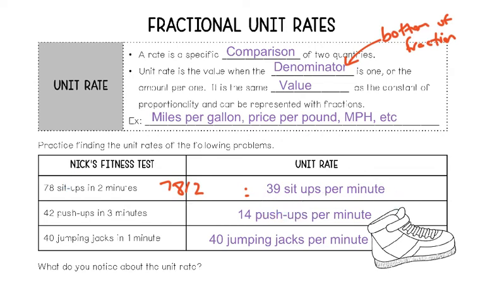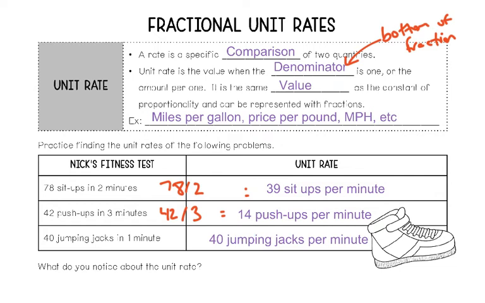It's the same process for number 2. He can do 42 push-ups in 3 minutes. So 42 per 3 is 14 push-ups per 1 minute. This is the better way to look at this because we use unit rate to compare and make predictions. I know now if he did it in 6 minutes, I could multiply 6 by 14 and get my answer.